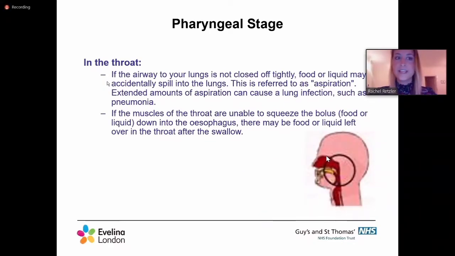During the pharyngeal stage, if the airway to your lungs is not closed off tightly, food or liquid may accidentally spill into the lungs. This is referred to as aspiration. An extended amount of aspiration can cause a lung infection, such as pneumonia. If the muscles of the throat are unable to squeeze the bolus or food or liquid down into the esophagus, there may be food or liquid left over in the throat afterwards. This can also pose an aspiration risk if residue were to fall down into the airway after the swallow.